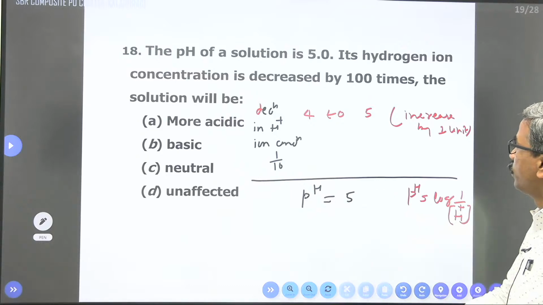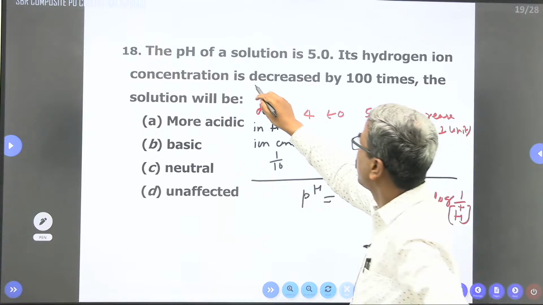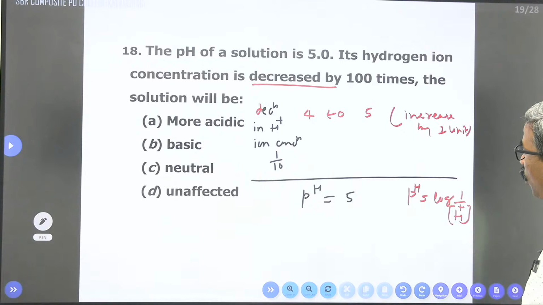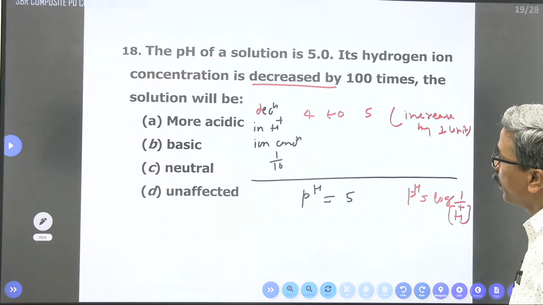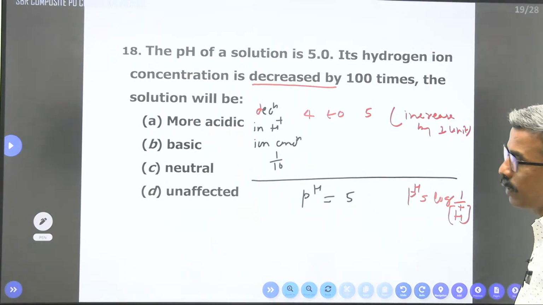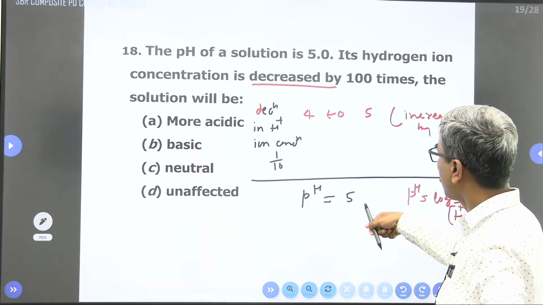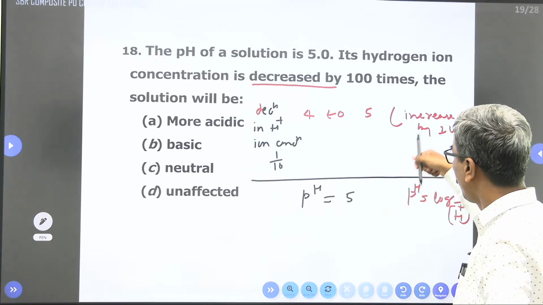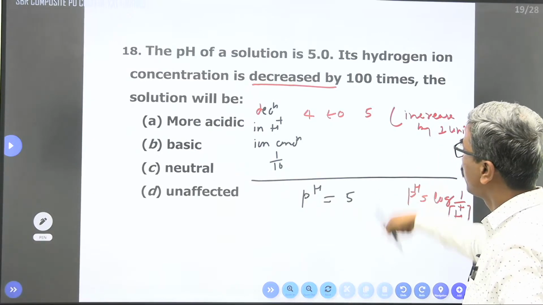pH is 5. Now what are they doing? Its hydrogen ion concentration is decreased by 100 times. Now the concentration of H plus ion is decreasing, so what should happen? pH must increase. By decreasing that concentration 10 times, pH should increase by 1 unit. Now they are saying 100 times, not 10 times, so it is going to increase.